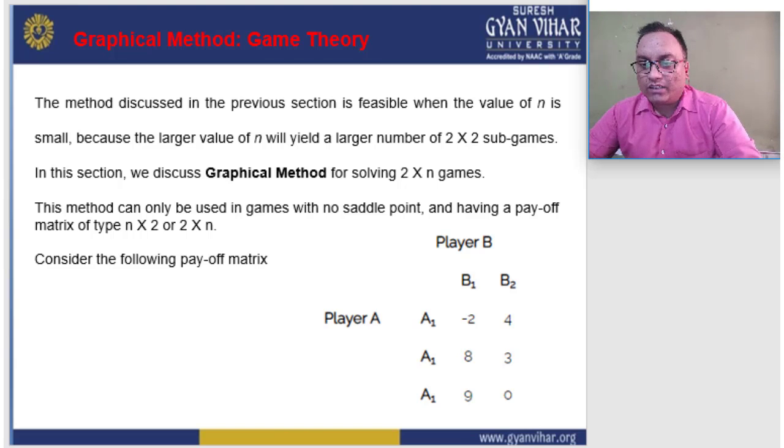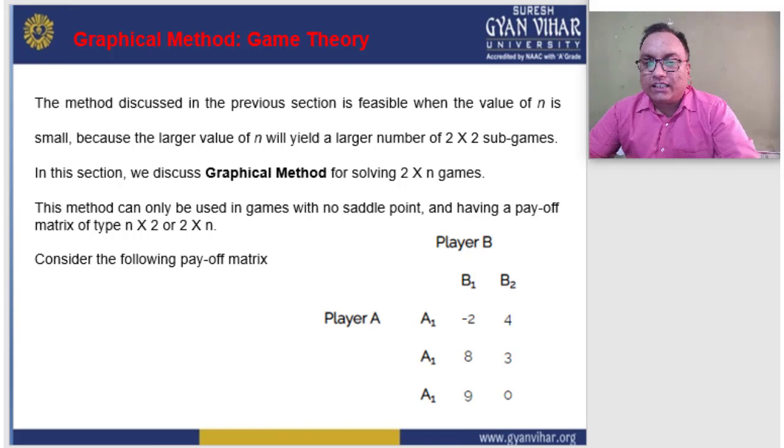This is the procedure of the 2 into n or n into 2 game method. The graphical method discussed in the previous section is feasible when the value of n is small, because a large value of n will yield a larger number of 2 into 2 subgames. In this section we discuss the graphical method for solving 2 into n games.